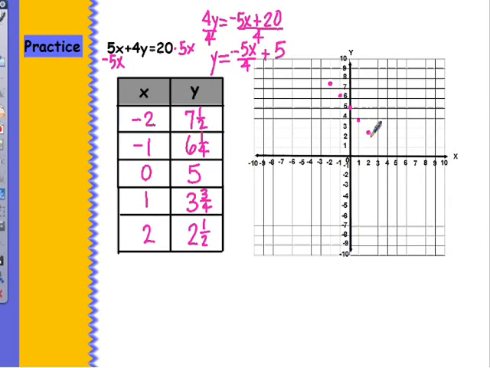I take my ruler, and I draw my line through them. Remember, all the points should be on the line. If any are off the line, then that tells you either you graphed the point wrong or you calculated that point wrong. And there's my graph.